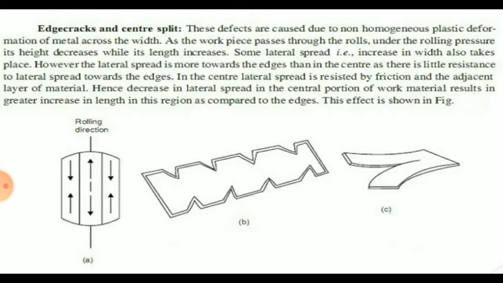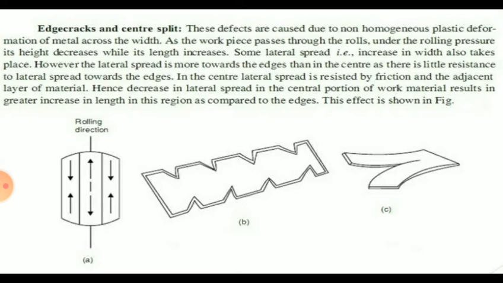As the workpiece passes through the rolls under the rolling pressure, its height decreases while its length increases. So some lateral spread, that is increase in width, also takes place. However, the lateral spread is more towards the edges than the center, as there is little resistance to lateral spread towards the edges.